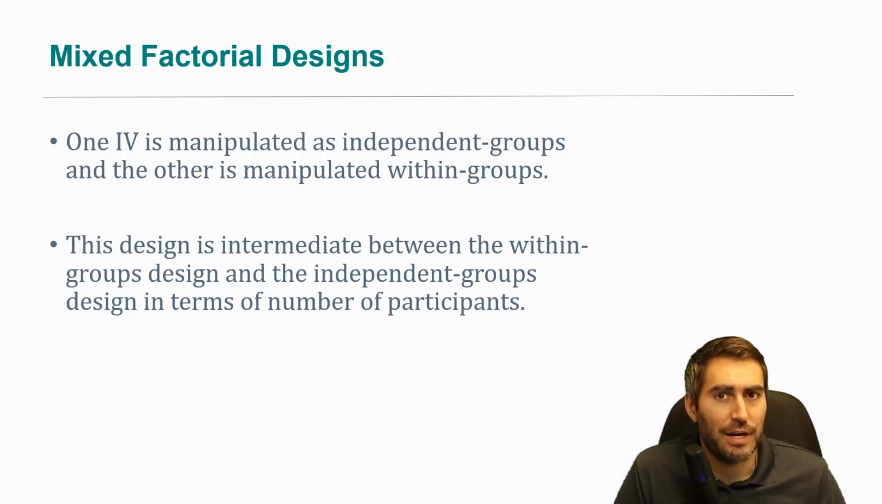Mixed factorial designs are a combination of independent groups designs and within groups designs. One independent variable is manipulated as independent groups, and the other independent variable is manipulated within groups. In a 2x2 mixed factorial design with 50 people in each cell, you would need 100 participants total, which is twice as many participants as a within groups design, but half as many participants as a fully independent groups design.